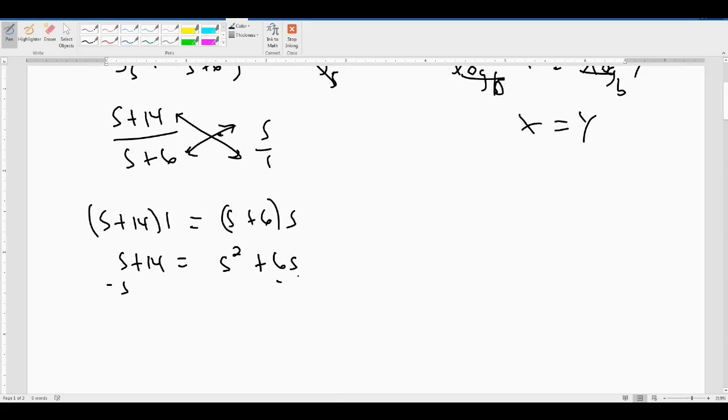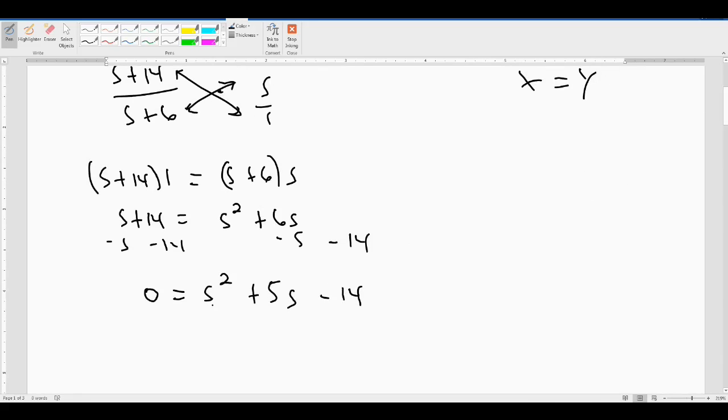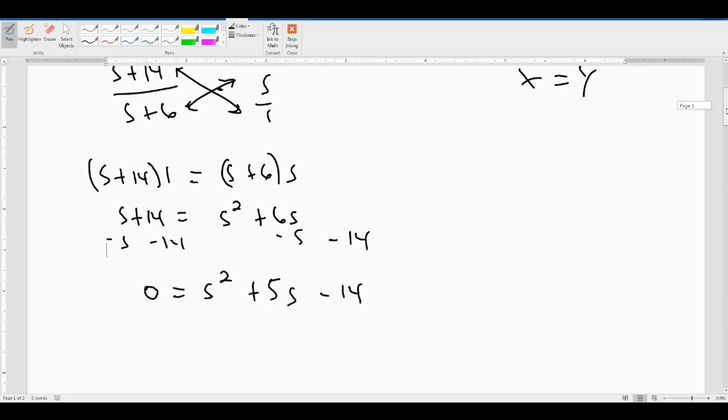So I'm going to subtract s, and I'm going to subtract 14. And we get 0 equals s squared plus 5s minus 14. Now to solve this quadratic equation, you can use the quadratic formula if you want. You can also graph it if you want. You can also factor if you want.